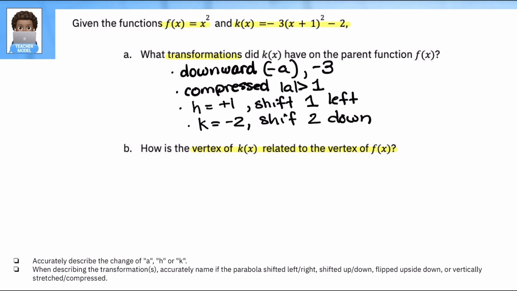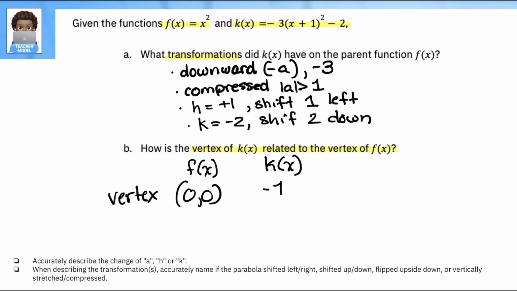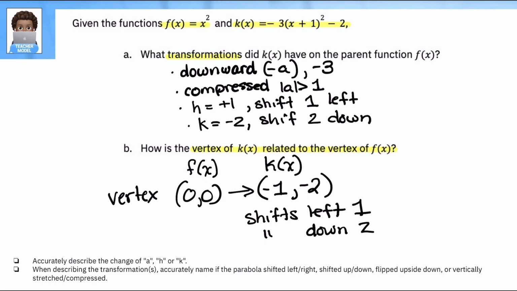But let's answer the bottom part first. Let's look at the vertex in relation. So for f of x, we know that the vertex was (0, 0). And for k of x, our vertex is (-1, -2). So that's our shift, and that we've written down. Shifts left 1, shifts down 2. So let's take a look at all of this on Desmos to confirm.